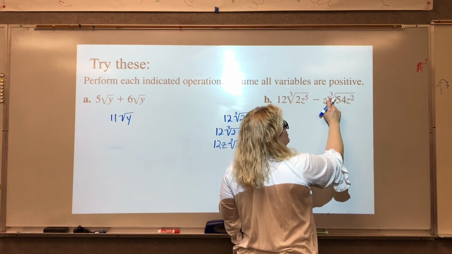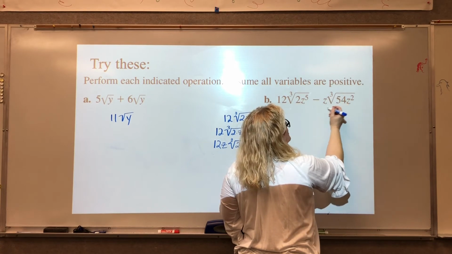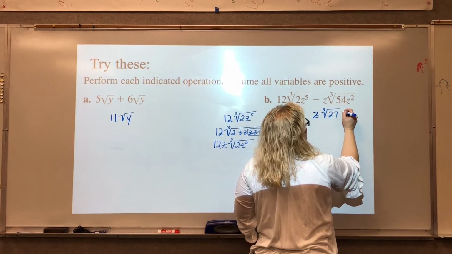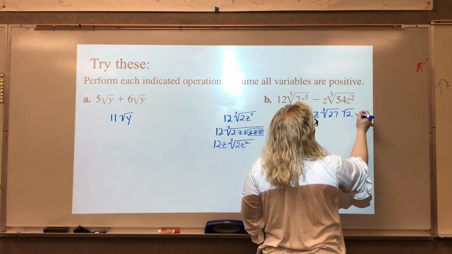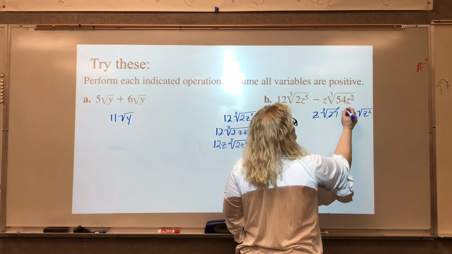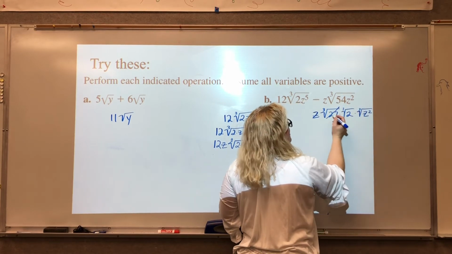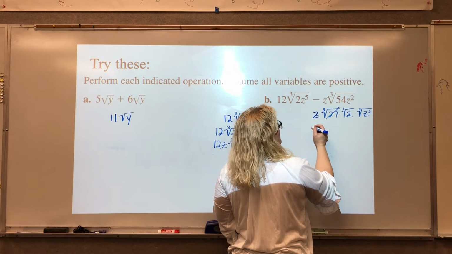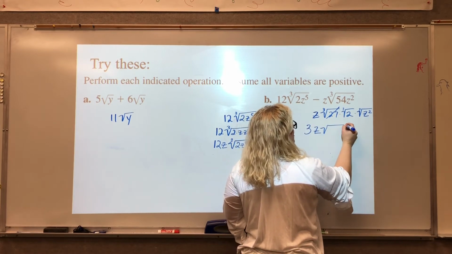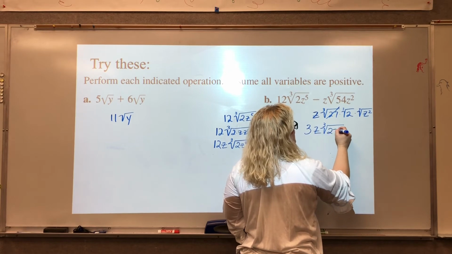I can't reduce that anymore because this is a 3, but this is the cube root of 27 times the cube root of 2 times the cube root of z squared. Well, this is a perfect cube, so this is 3z times the cube root of 2z squared.